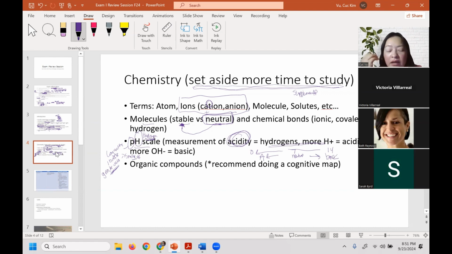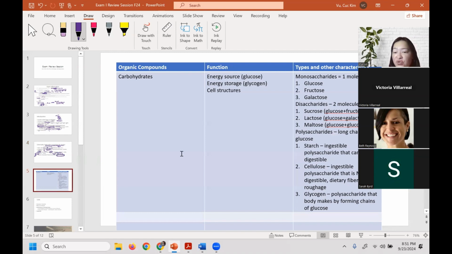Okay. Organic compounds, this one, I highly recommend doing a cognitive map. Because remember, it helps your brain organize all of those terms and it helps you visualize it on the test. I had you do one, but do another one. Keep doing them until you can do them without using any notes. So here I have the organic compounds, I have the function here, and then I categorize it by types.